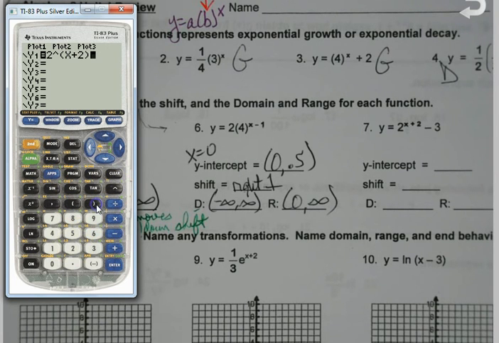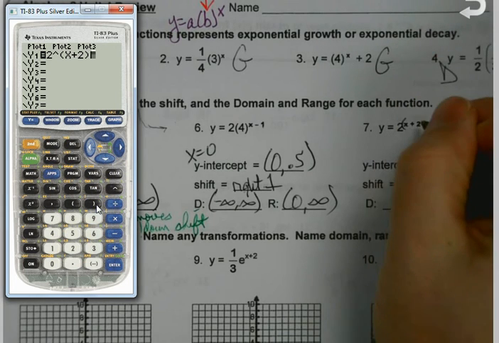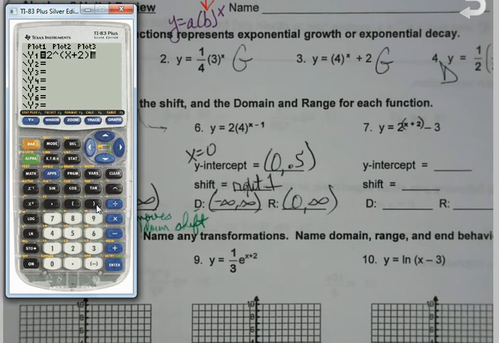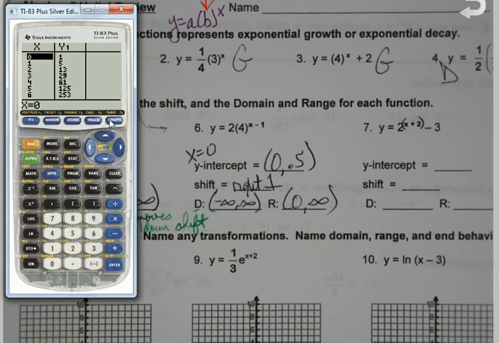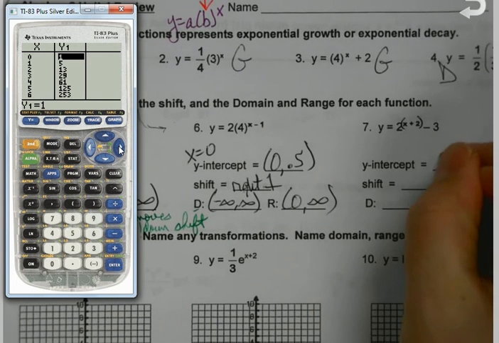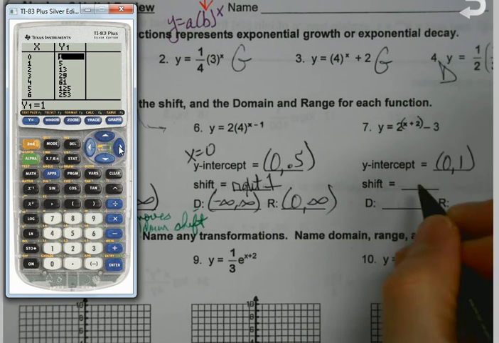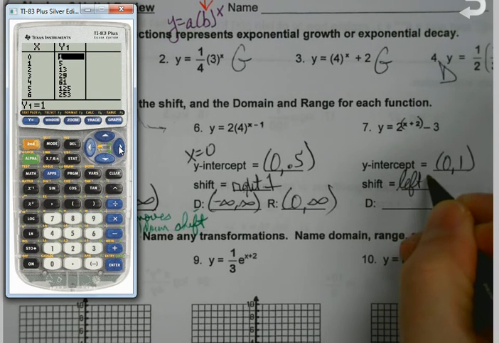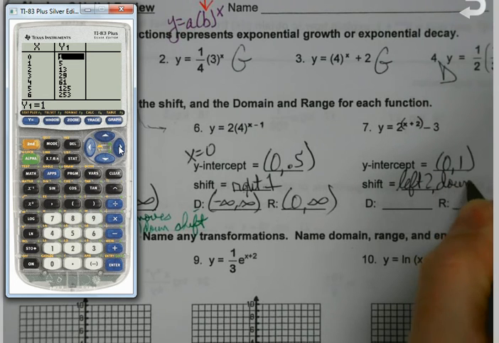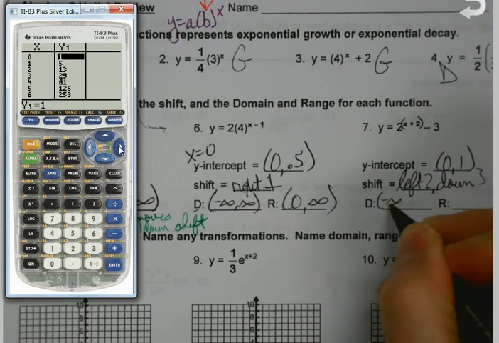Biggest thing to remember on this one, when you have movement, or shifts up there, you've got to make sure that you're using parentheses. Because if I don't, it's going to make a different value out of this. So I'll look at my chart. There's my y-intercept, 0, 1. Shifts, I have 2 of them this time. Left 2 and down 3.